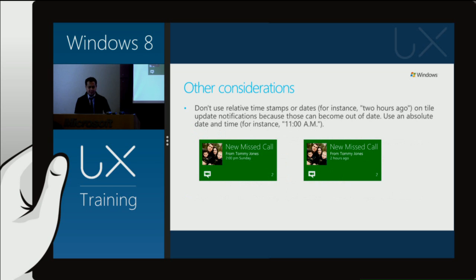Another consideration is, don't use relative timestamps for dates, such as last updated 2 hours ago. Your user may be in a disconnected state, and 2 hours ago is actually from a time that they were connected. So use a specific time and a specific date so people know exactly when this live tile was last updated.